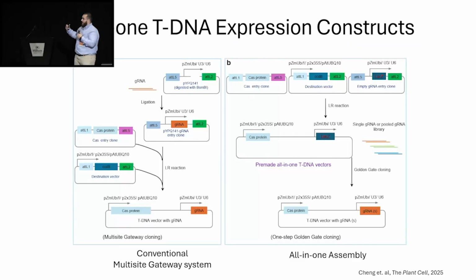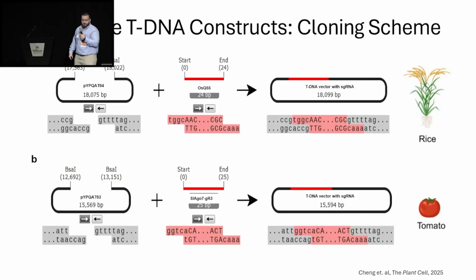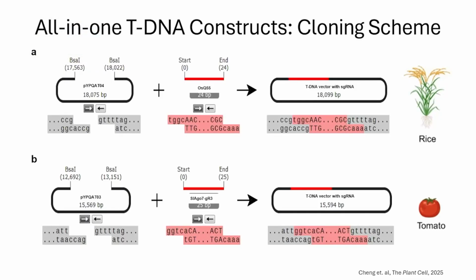And this is work by Yanhao Cheng, a former postdoc in our lab. This is a system that's made to be more simple, and we can also screen guide RNA libraries by combining them in a pool and just ligating them into the backbone and then introducing those through Agrobacterium into plants. So this is great for library screening as well as for simplistic tDNA vector assembly. And this is just an overview of the steps that it would require to insert your guide RNA into here.